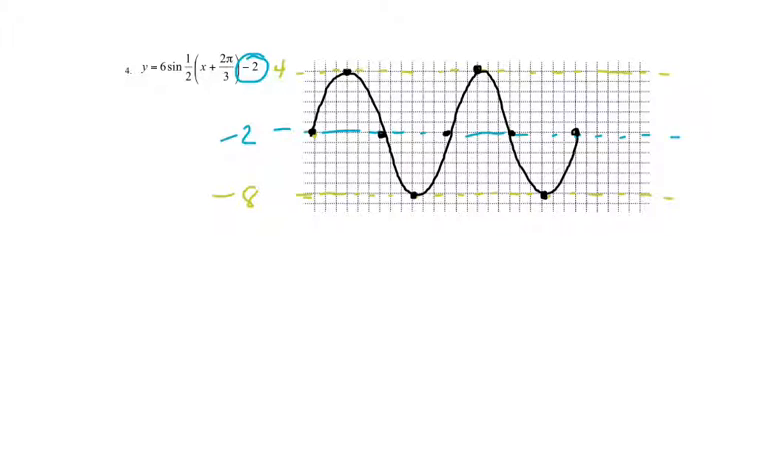Okay, I know that this total distance has to be 4 pi. I also know that this leftmost value has to be -2 pi thirds. So -2 pi thirds plus 4 pi.